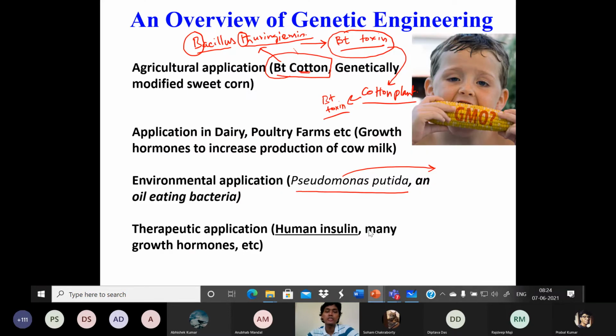And the last one here, I'm mentioning the therapeutic application. This is a very important one, that human insulin. So people who have a lot of diabetes, that diabetes cannot be controlled by diet, or some other restriction or exercise, then they need to take insulin. Like they need to take insulin on a routine basis. Those insulins, like all those insulins, are getting produced through a genetic engineering approach, right?